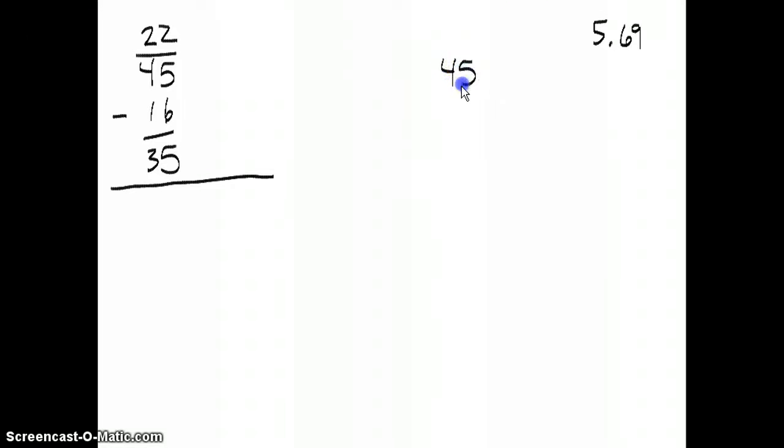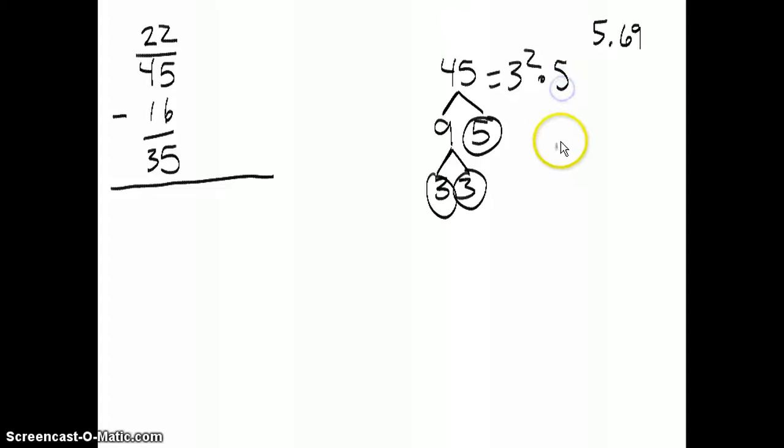So we'll break down 45. 45 is 9 times 5. 5 is prime, and 9 breaks down to 3 times 3. So 45 equals 3 squared times 5. We'll do the same for 35. 35 is 7 times 5, and those are both prime. So 35 equals 5 times 7.